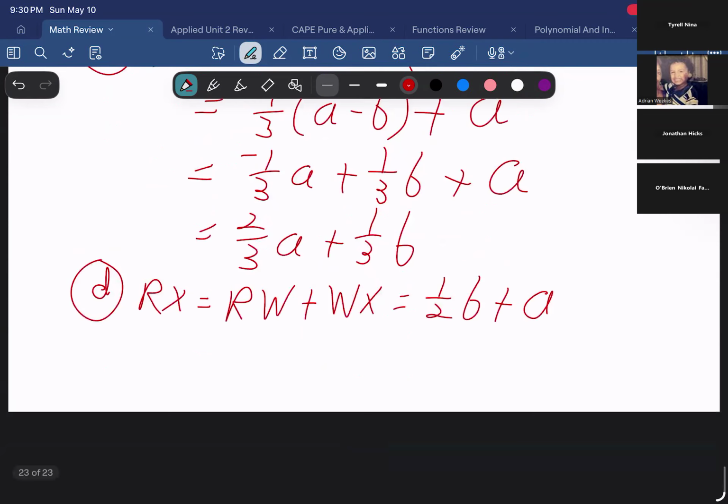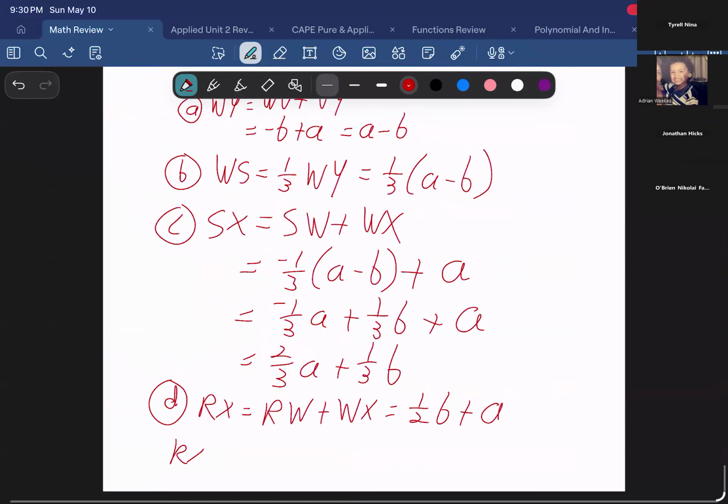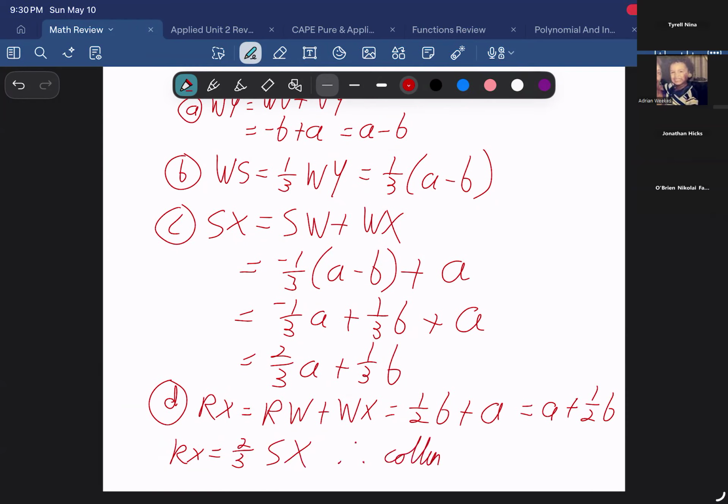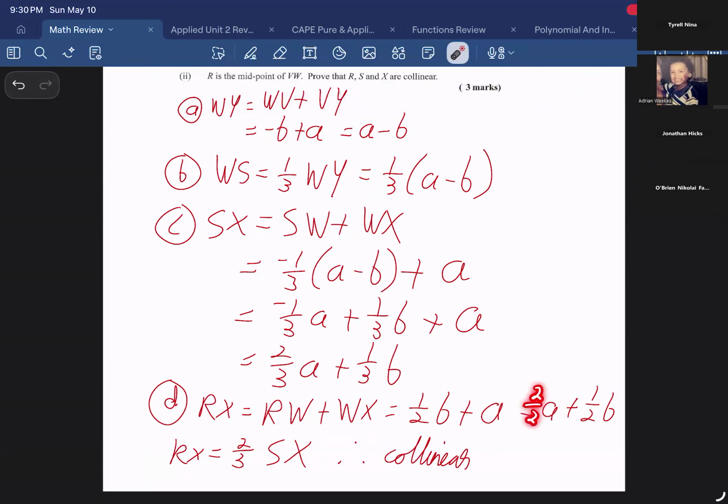If you notice here, RX is equal to, well, this is A plus a half B. RX is actually 2/3 SX, therefore collinear. How did I get that? Because this by 2/3, A by 2/3 is 2/3 A, and this by 2/3 is a third B. So notice they are collinear because one is a multiple of the other, right?